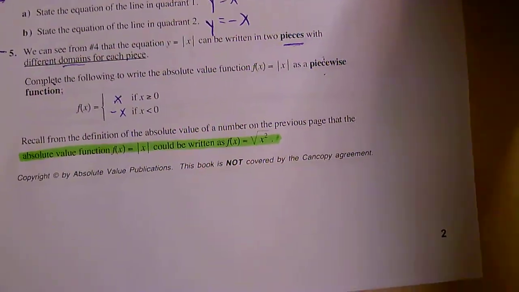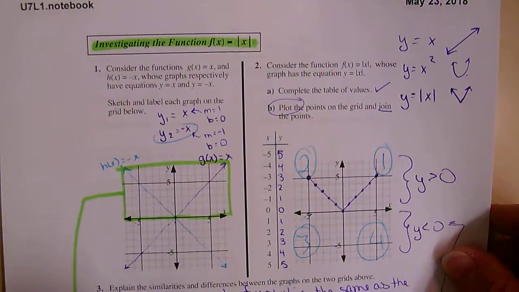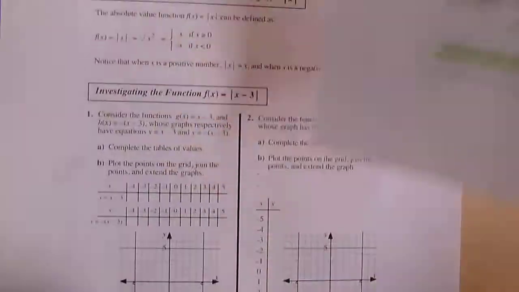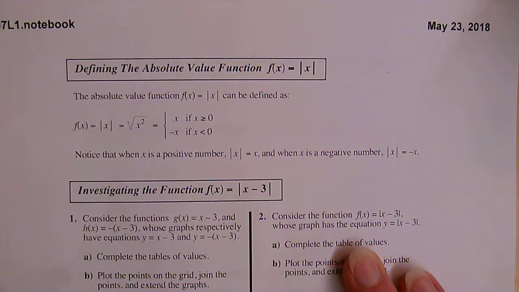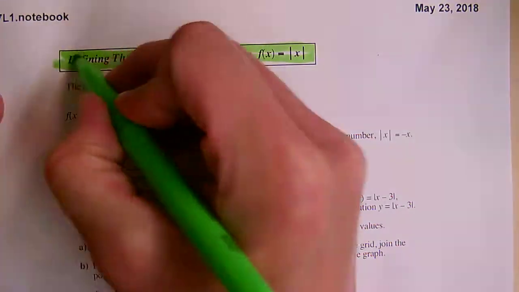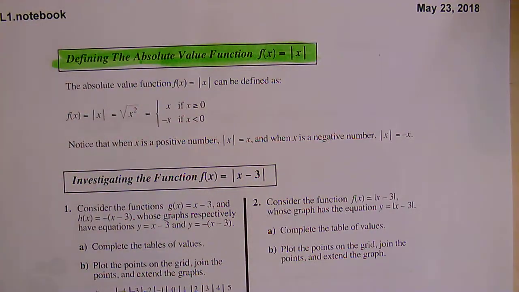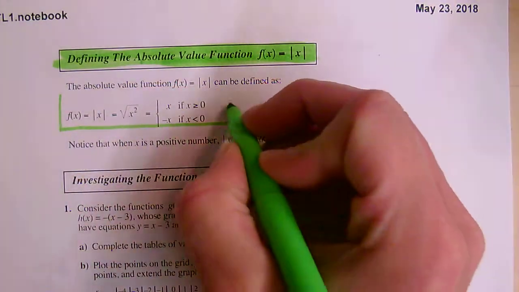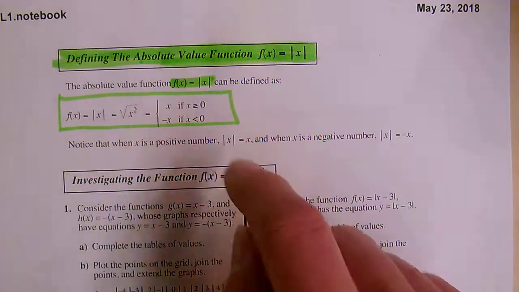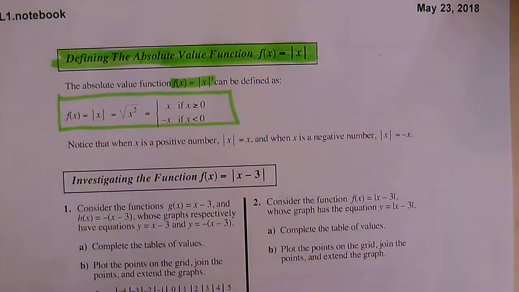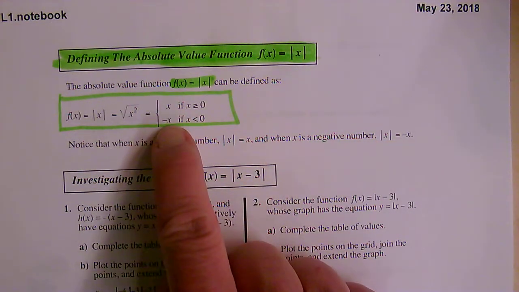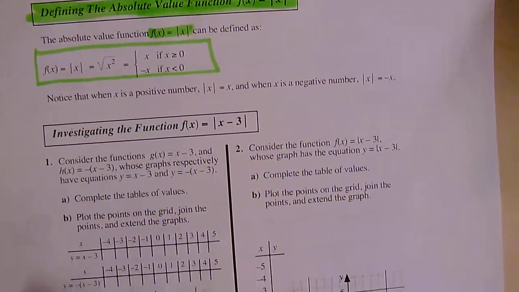Okay, so that was us investigating the absolute value function by looking at just y is equal to x and y is equal to negative x. Now we're going to define the absolute value function f of x is equal to the absolute value of x. We did just state this. So f of x can be defined as all this. Notice that when x is a positive number, the absolute value of x is x. When x is a negative number, the absolute value of x is equal to negative x. So this helps us when we're doing our graphing.